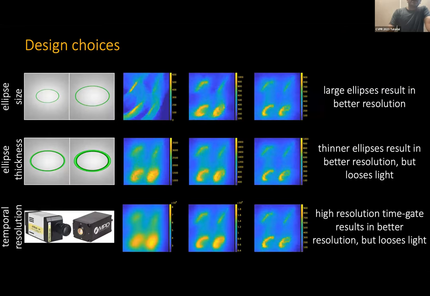So we used that and studied various design choices and observed a few things. One thing we observed was that if we increase the ellipse size, the reconstruction results improve significantly. This is similar to how, when you use a large lens, the diffraction blur decreases. Large lens gives you better resolution and large ellipses also give you better resolution. If we decrease the thickness of the ellipse, or increase the temporal resolution of the camera, we get better results, but at the cost of losing light. So there is an SBR to SNR kind of trade-off in this case.